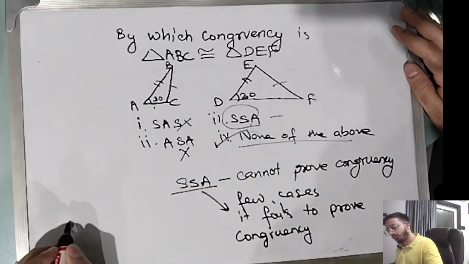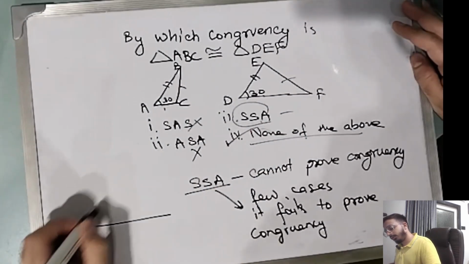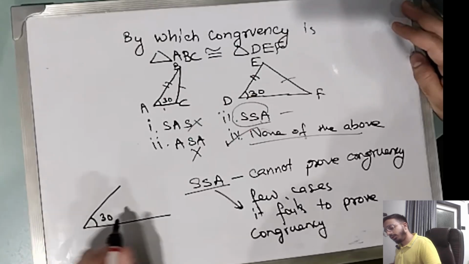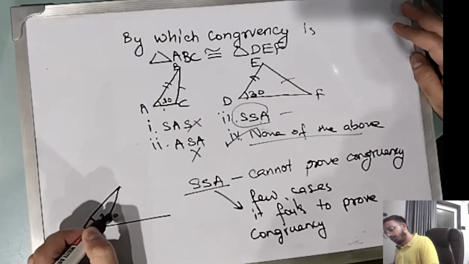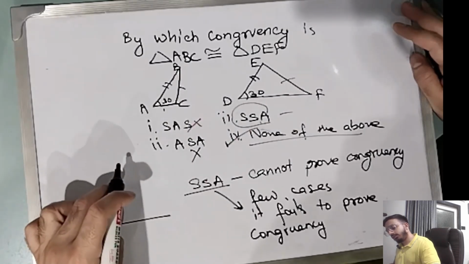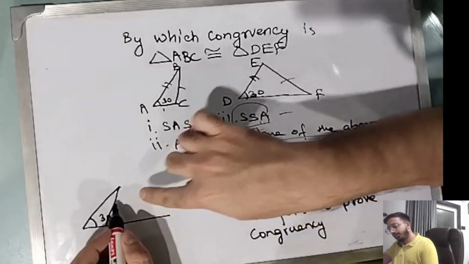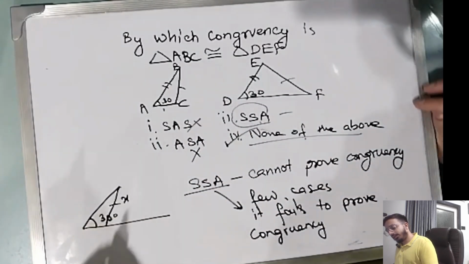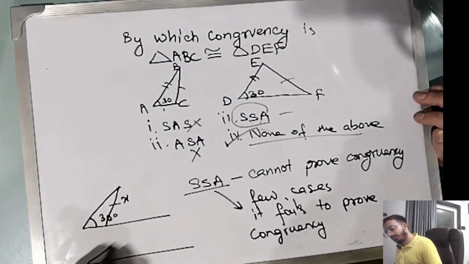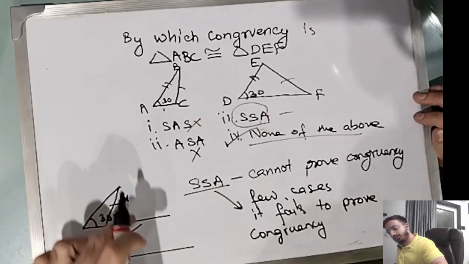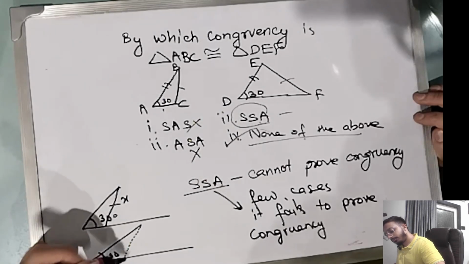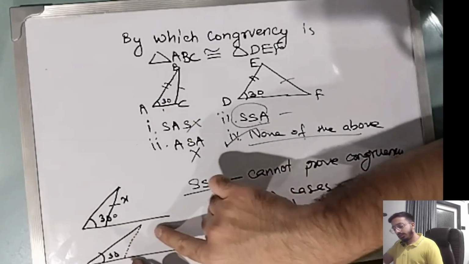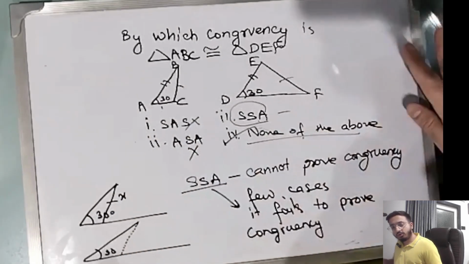Why is this true? Let's just quickly find out. See, let's say I have drawn a 30 degree angle here, and I draw a side of length, let's say X, okay? And here again I draw the same angle, 30 degrees. But here I can draw this same length by rotating it. See, this was the earlier length. If I draw the same line over here, these two triangles will be congruent, right?